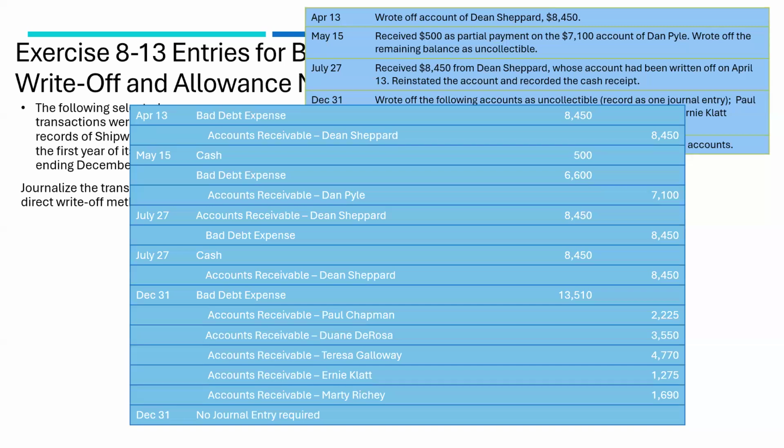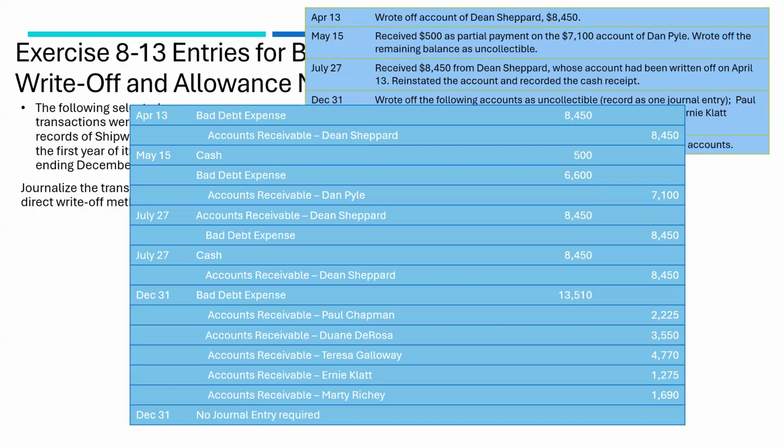And under the direct method, this is all of our entries. The only entries that actually impact net income in this situation are the direct write-offs. So we have our initial bad debt expense, 6,600, and then we have a bad debt expense for the account that we wrote off but then collected. The April 13th and the 27th entries cancel out because they're a debit and credit for the same amount of bad debt expense.